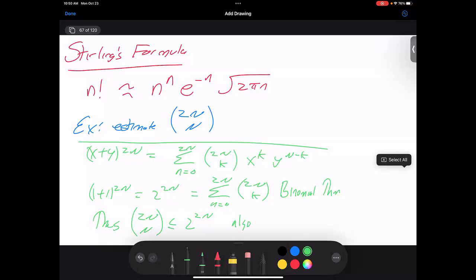And we also get 2 to the 2n is less than or equal to 2n plus 1 times 2n choose n. And the reason for this one is you need to know a little bit about binomial coefficients. The largest binomial coefficient is the one in the middle. So if I replace all the binomial coefficients with 2n choose n, I've only increased the sum. And there's 2n plus 1 such terms. And so that gives us a bound.